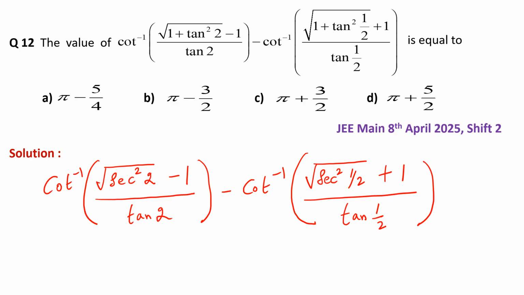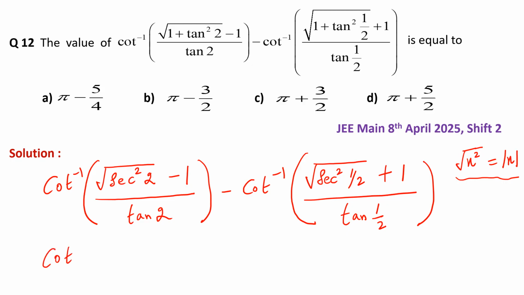Now students, we know that square root of x square is equal to mod of x, right? That means square root of x square is equal to x when x is greater than or equal to 0, and square root of x square is equal to minus x when x is less than 0. So now we will use this concept over here.